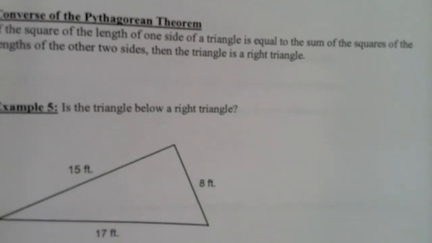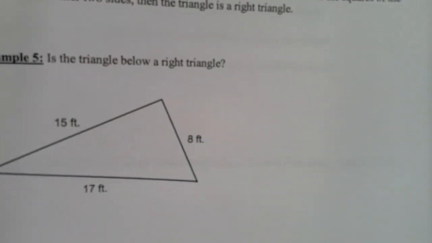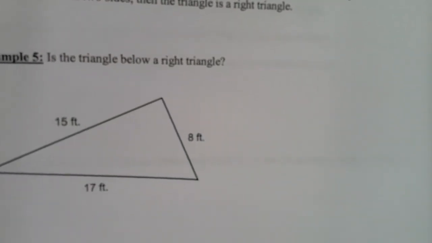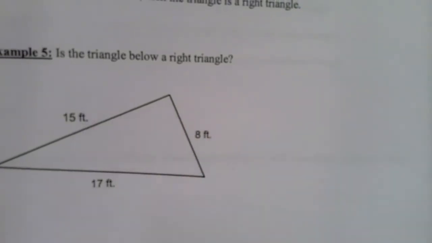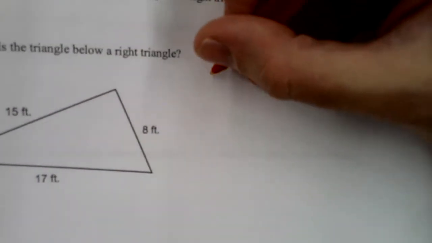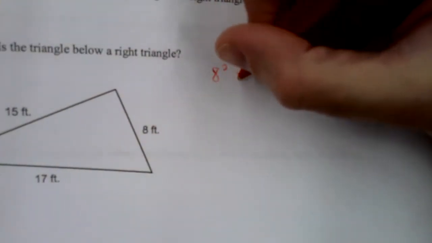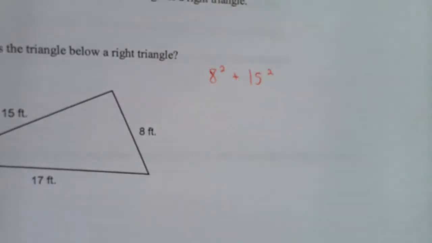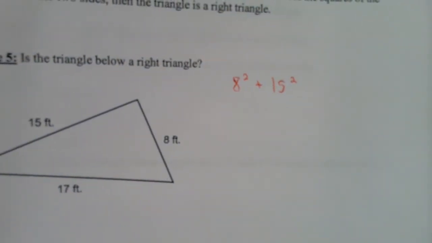So what you're going to do, example 5, is this triangle a right triangle? What you're going to do is take the two smallest sides. Has to be the two smallest sides. In this case, 8 and 15. You're going to square them and add them together. Again, you're picking the two smallest sides.